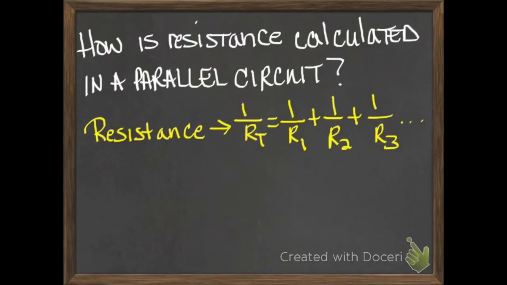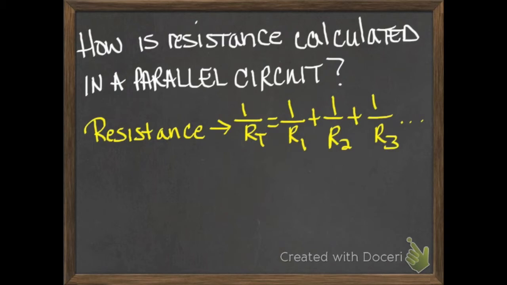Calculate the resistance in a parallel circuit. So we saw this in our series circuits, and for resistance we have a formula. Yes, it's physics, we always have formulas, but our formula is 1 over RT, which is our total, is equal to 1 over R1 plus 1 over R2 plus 1 over R3, and so on and so forth. That's what the little dots mean.